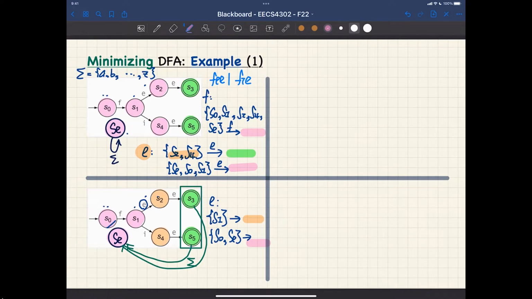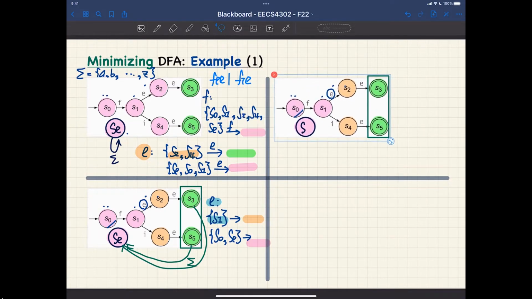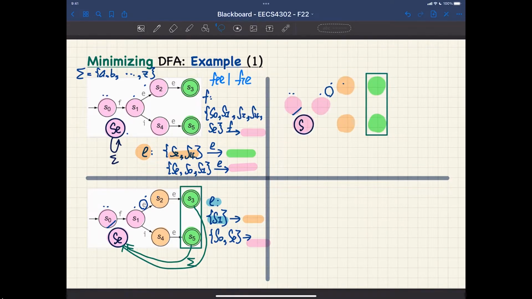Let me create another color here. Why don't we do blue? All right, let's now split it further. Let me just copy this diagram and put it here. This one will be SE, and we just split S1 out. That one there, let me put blue here. So far we have 1, 2, 3, 4 partitions.